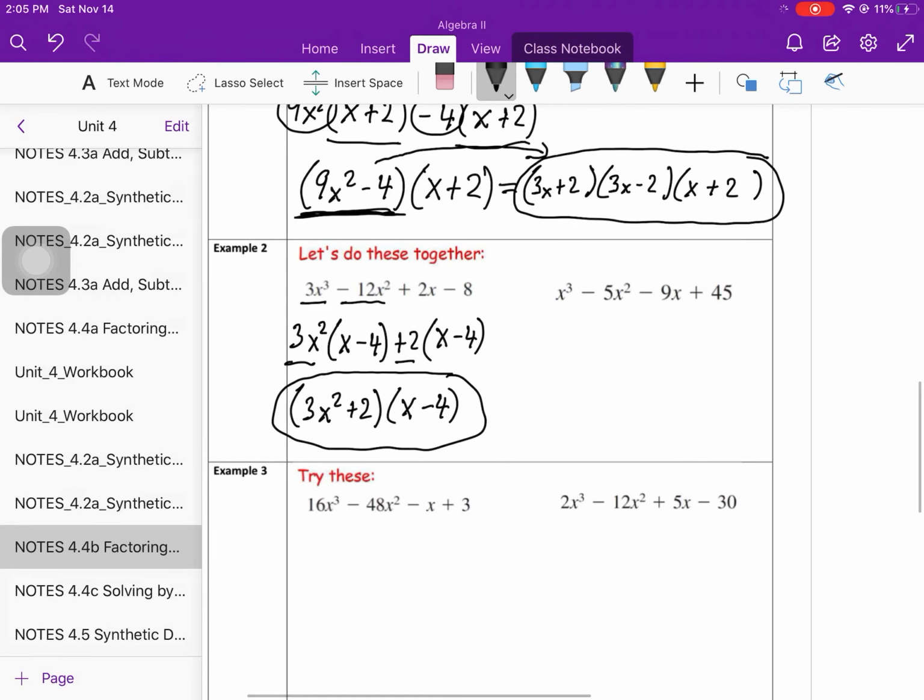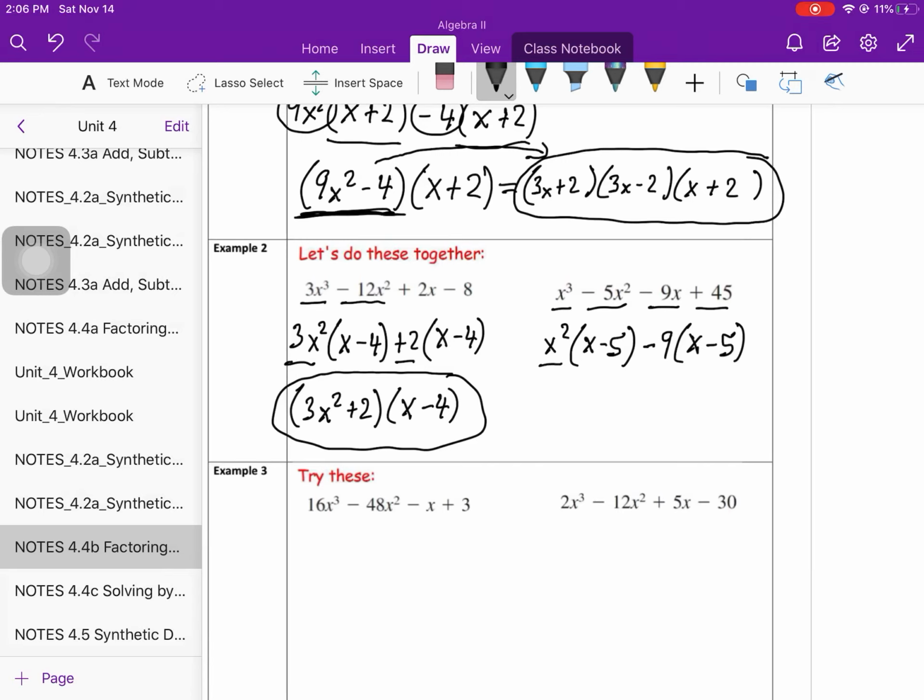Okay, let's go ahead and do this next one. X cubed minus 5x squared. Look at those terms first. We can take out an x squared, and we're left with x minus 5. Now we look at the negative 9x and the positive 45. Well, we know that on the other side, we need to get the parenthesis to be x minus 5. So the only way to do that is to factor out a negative 9, which goes into both terms. And then we get x minus 5.